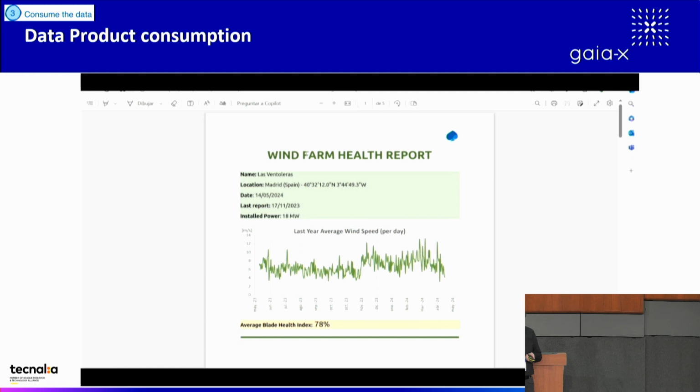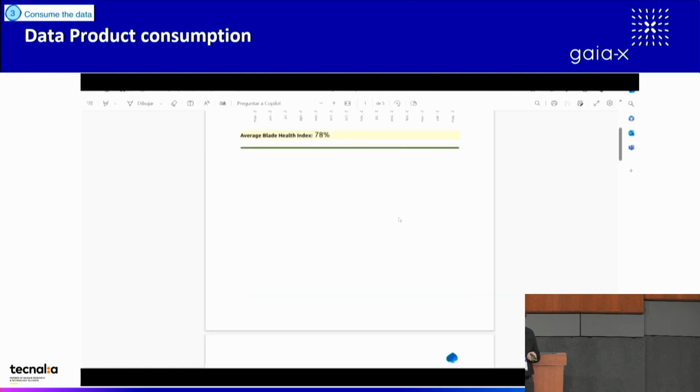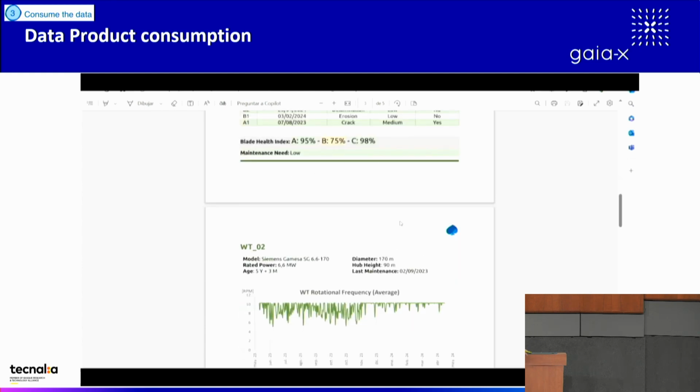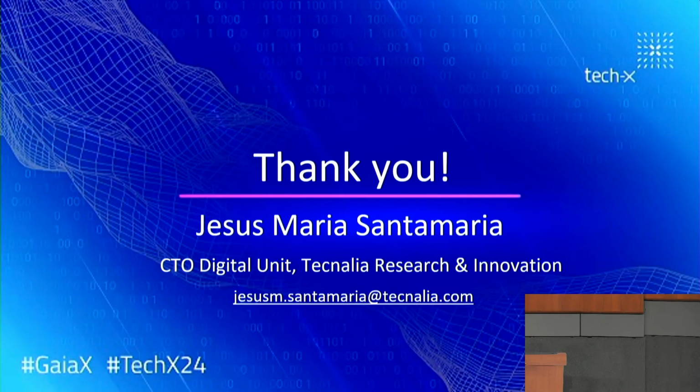So this is a summary of the steps that we have performed in this case, to first create the data product and then to make it available in a Gaia-X ecosystem, and to close the loop with the data transfer. Okay, this is all for me. Thank you very much.